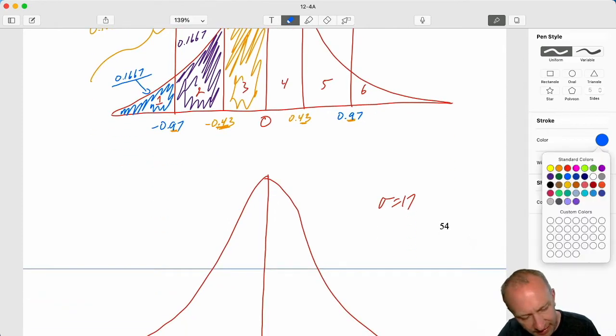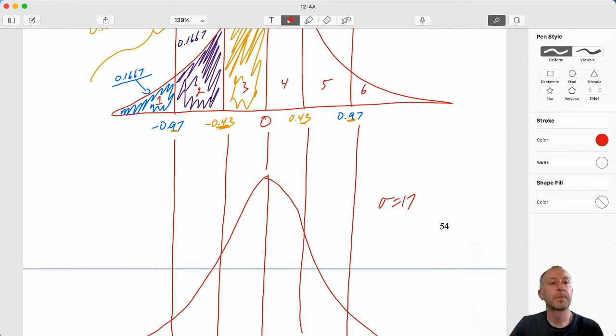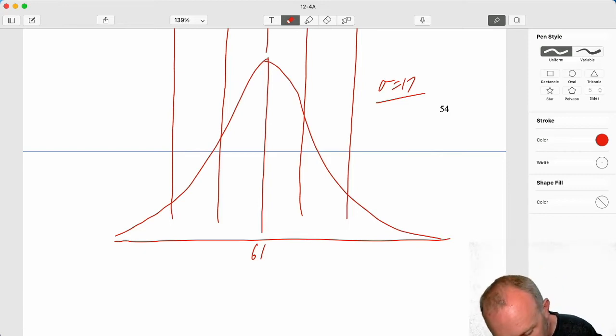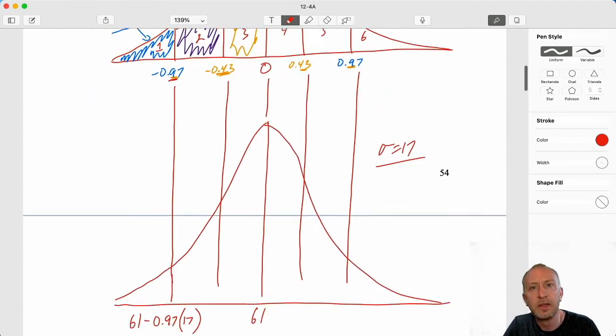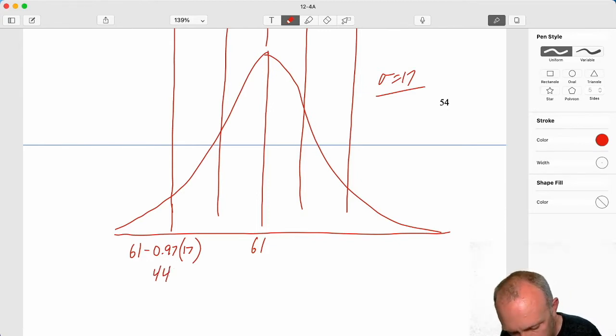Now, the next thing I'm going to do is transfer these down into my assumed population distribution. That population distribution has a mean of 61 and a standard deviation of 17. So this first one is going to be 61 minus 0.97 times 17. Right? It's that sample mean minus that z-score, 0.97, times 17. So 61 minus 0.97 times 17 gives me a lower value of 44.51.